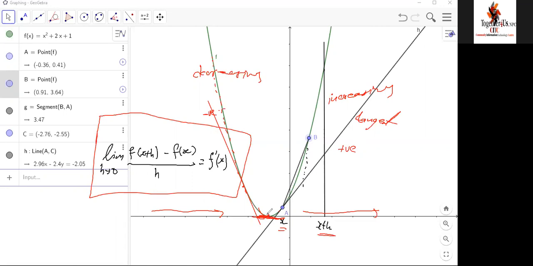I hope you get this, and it will take us together through a nice journey as we sail through. In the next video, we'll have a look at an example where we use first principles to find the gradient of a function at any point.